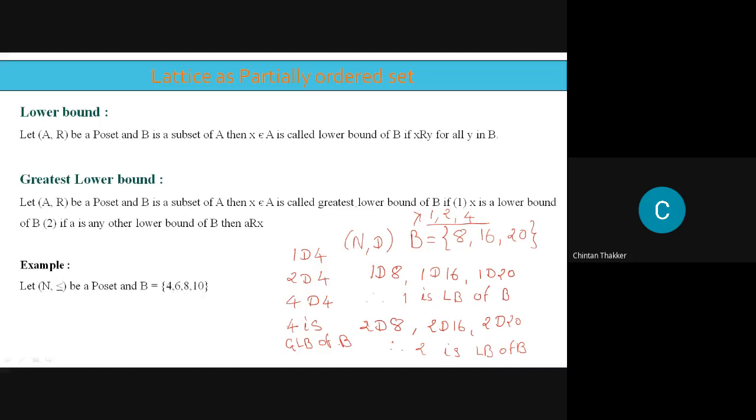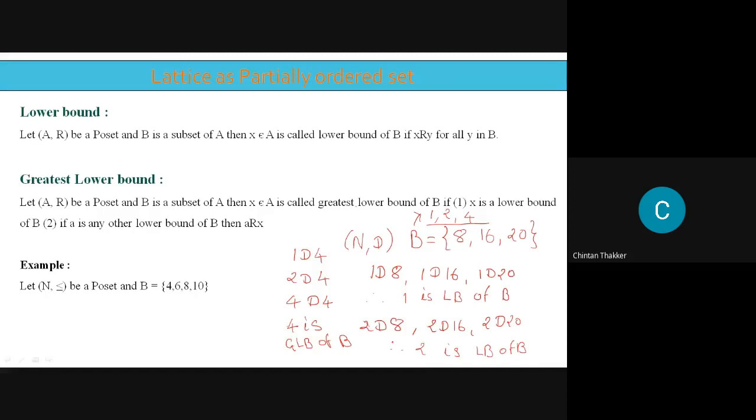We have n comma less than or equal to. Now in n comma less than or equal to, the set B is given here: 4, 6, 8 and 10. So now write the lower bounds in the chat box. Which are the lower bounds of B?